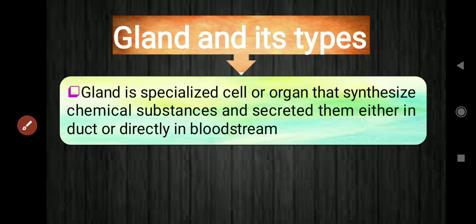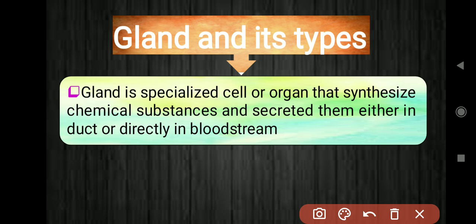Today we learn about the gland and its types. So, the first point is, what do you mean by gland? The gland is nothing but a specialized cell or organ that synthesizes some chemical substances and secretes them.